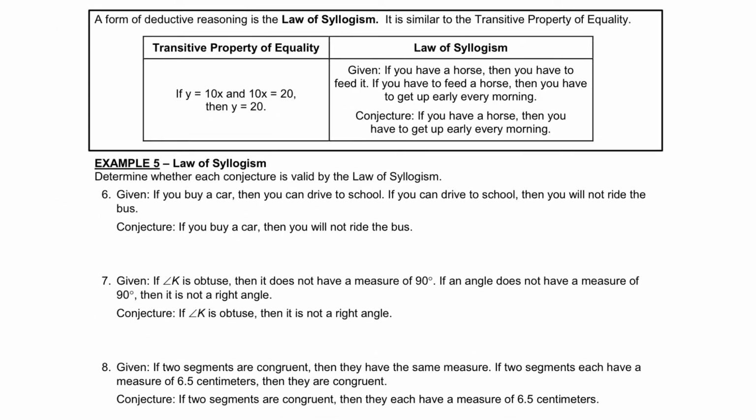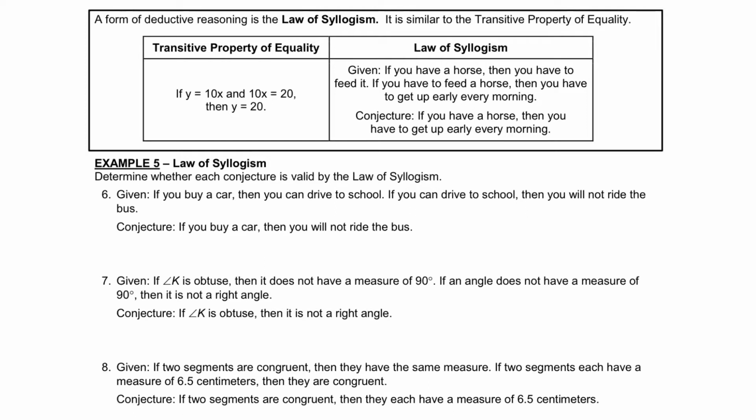And what we're talking about here is we're still talking about deductive reasoning. With deductive reasoning, we can prove that a conjecture is true. And one of the ways to do this is with laws of logic. And the law of logic that we're looking at at this point, right here, is called the law of syllogism.